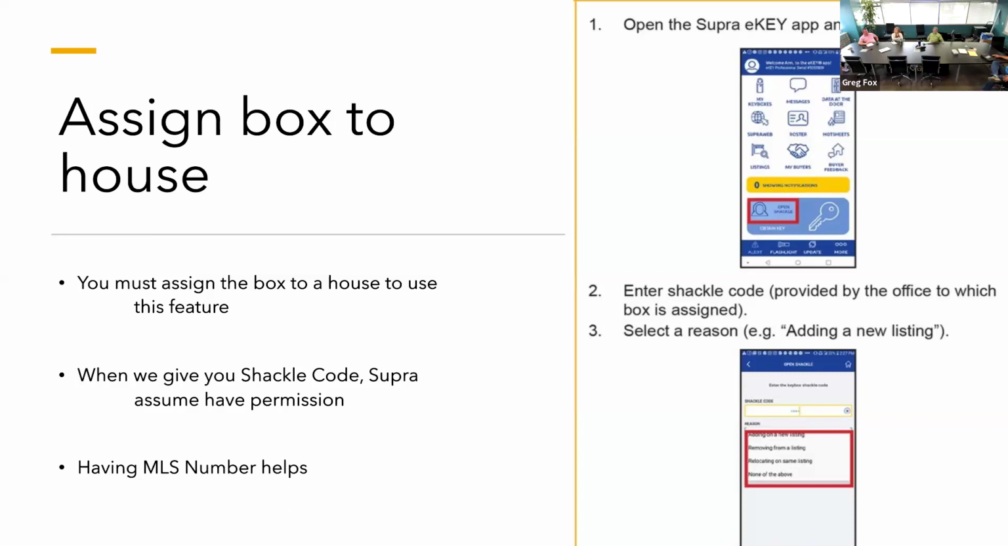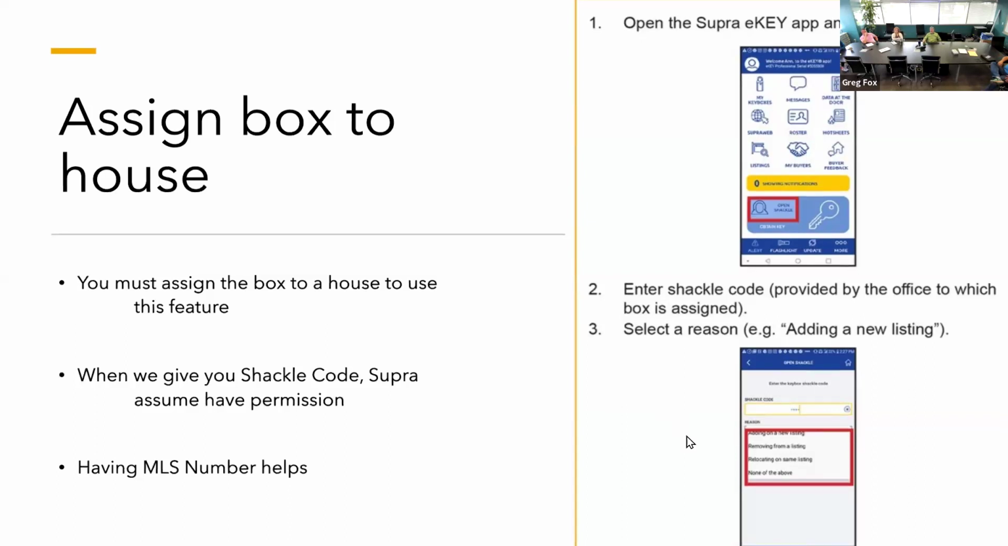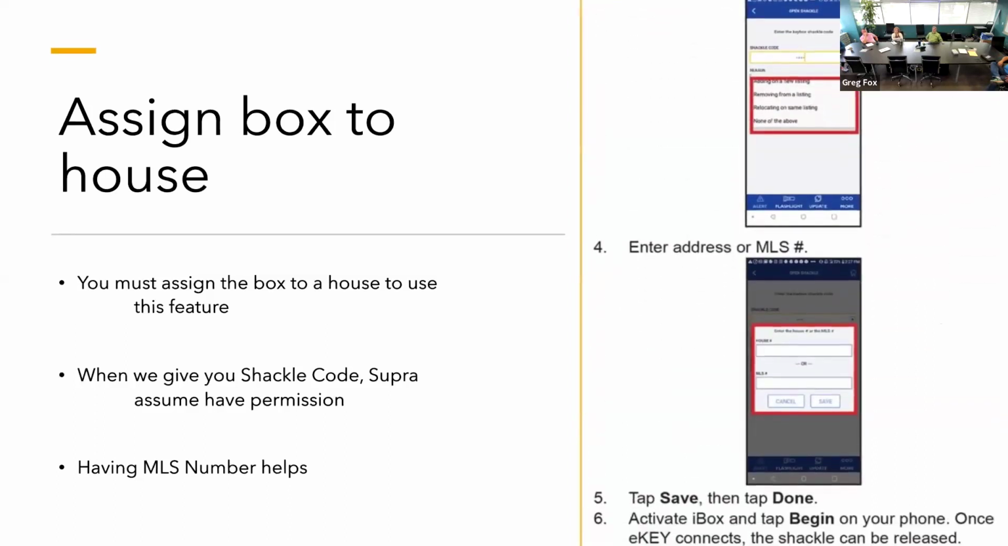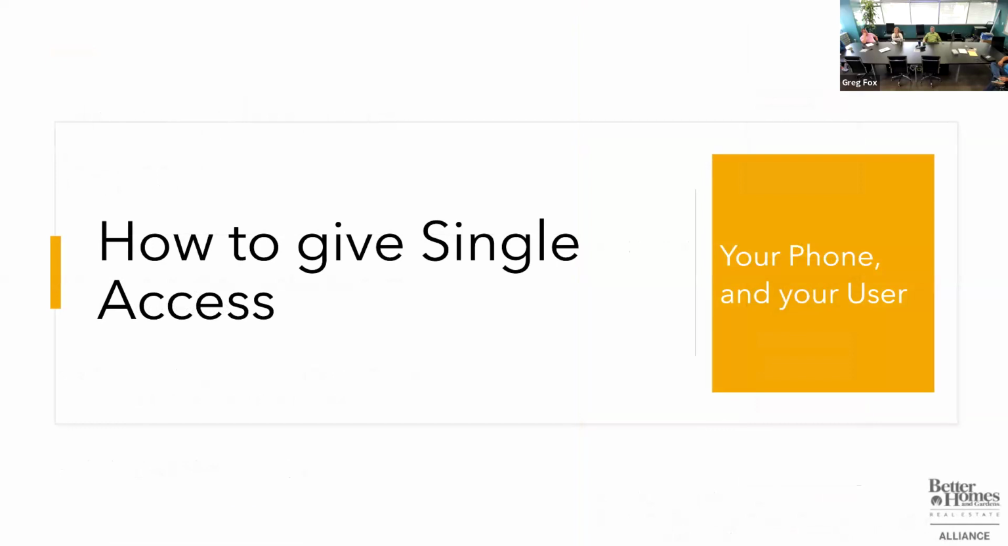So you open the shackle, and one of the things it's going to ask you is to select a reason that you're opening the shackle. Well, I'm adding a new listing. It's that simple. Click on that and add the new listing, and it's going to ask you to enter the address or the MLS number. Obviously, if you have the MLS number, it's easier than typing in a whole address. Tap save and you're done. You have now taken control of that lockbox and you're ready to put it on your phone.